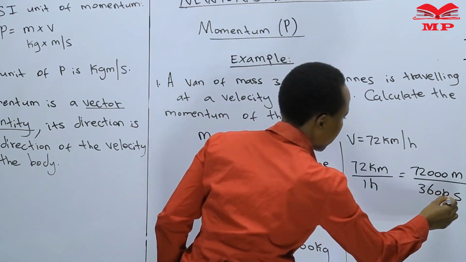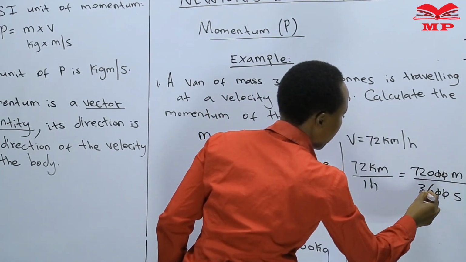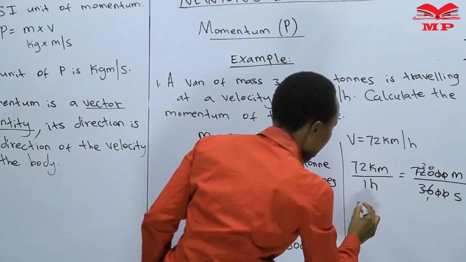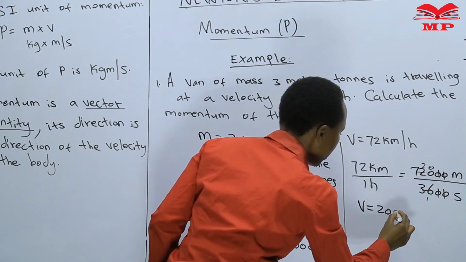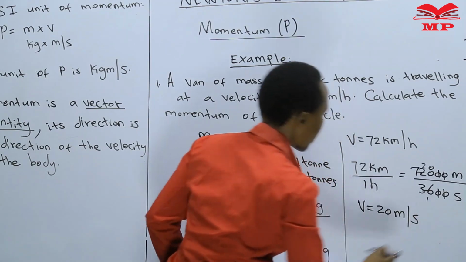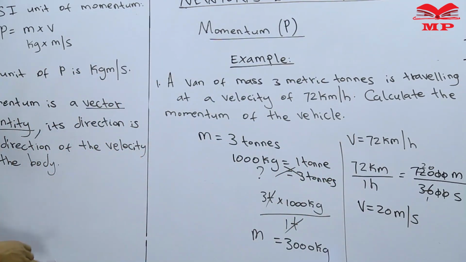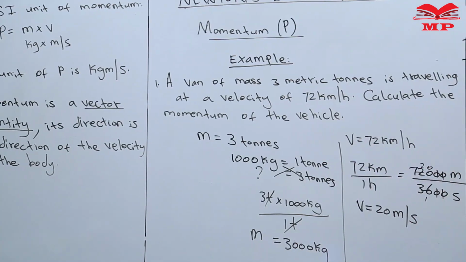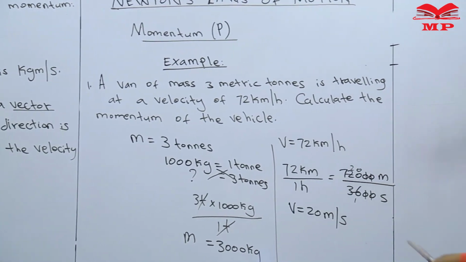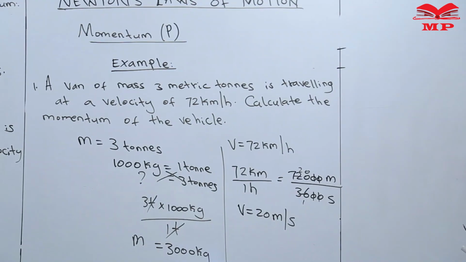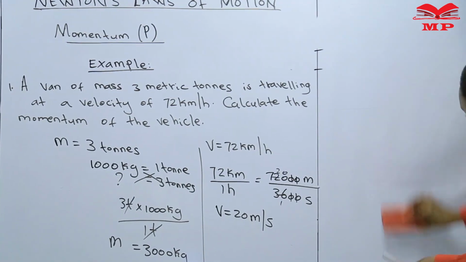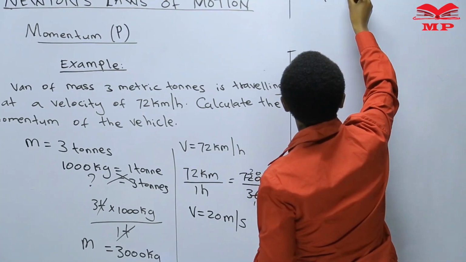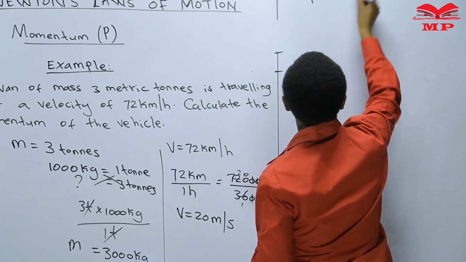So when we divide this, 6 by 6 gives 1 and 120 divided by 6, we get 20. And therefore velocity is 20 meters per second. So we move ahead now and calculate the momentum. We already have the velocity and we already have the mass of that body, and therefore momentum P will be given by mass times velocity.